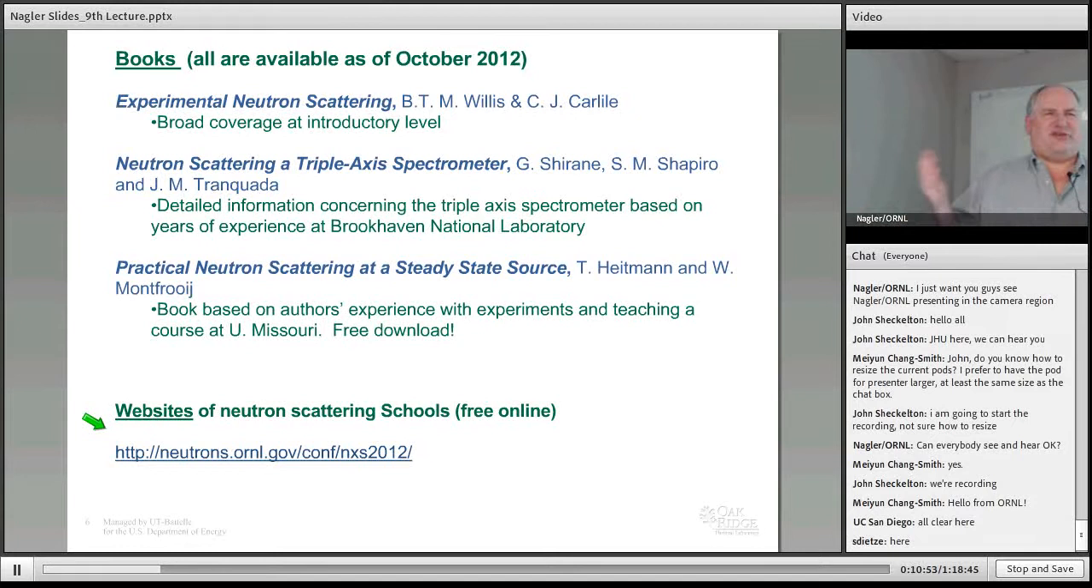Walter Montroy actually has worked at both pulsed and continuous sources. And this book is available in PDF form for free if you go to Walter Montroy's website. So the price is absolutely right. They've also essentially put it in the public domain and said, please use parts of this book for illustrative purposes. So I have felt free to borrow liberally for some of their diagrams.